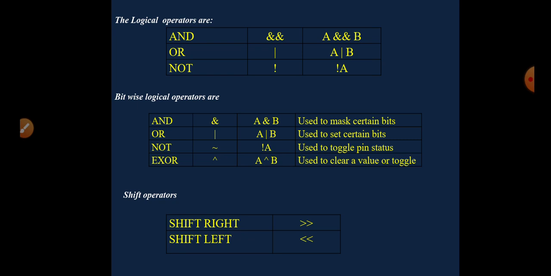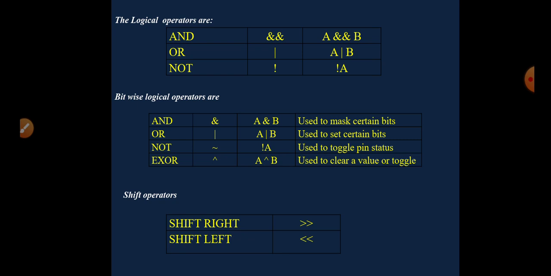So mainly, the AND operator in programming is used to mask certain bits. The OR operator is used to set certain bits. The NOT operator is used to toggle the pin status, or to toggle the bits. And the XOR operator is used to reset a bit, clear a value or toggle. The XOR operator again follows the truth table of the XOR gate.